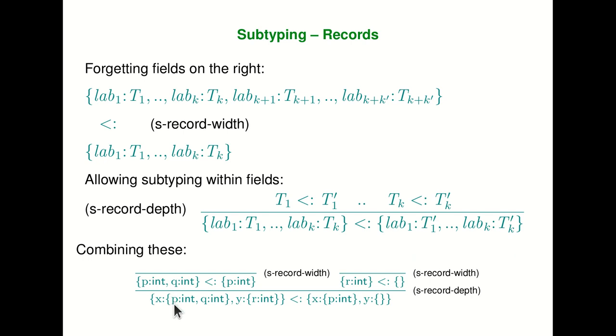So here what we've got is a record, and I want to check if x colon p int q int and y r int is a subtype of x with p int and y with the empty label. To check that, we've got to check the subtyping field by field. First, we have to check that p int q int is a subtype of p int, and that follows by our record subtyping, since this thing has more fields than that one. Similarly, for the other field y, we have to check that r int is a subtype of the empty record. Again, you can get this with width subtyping. r int is a longer record than just the empty record, so it's naturally a subtype.